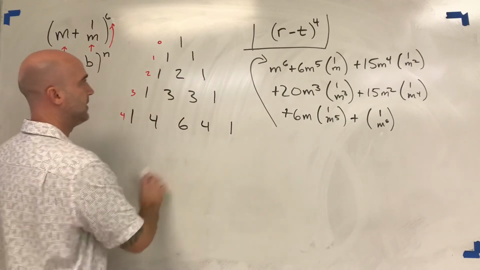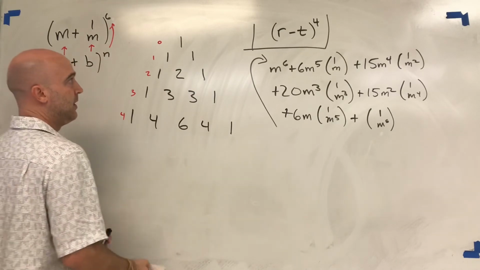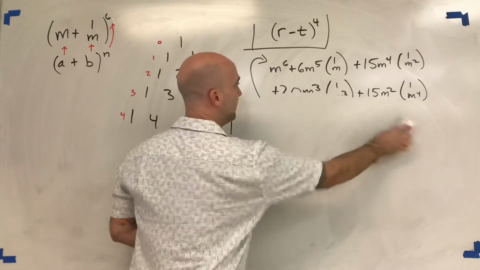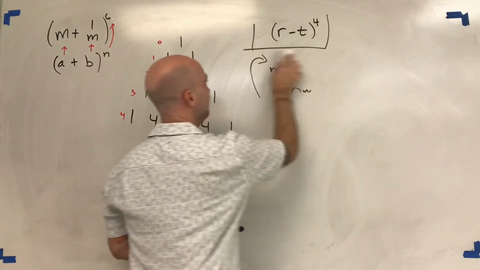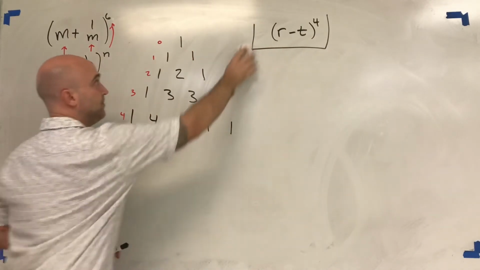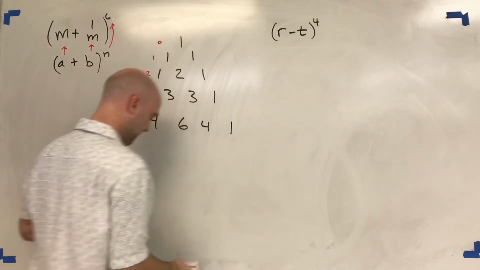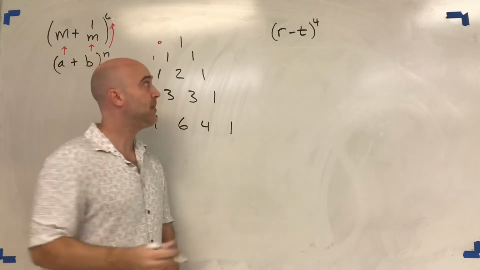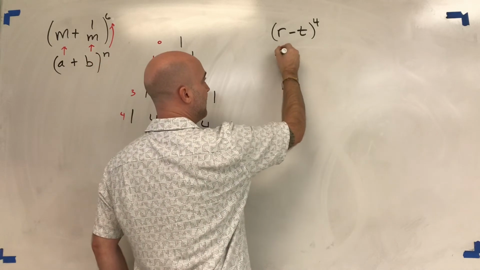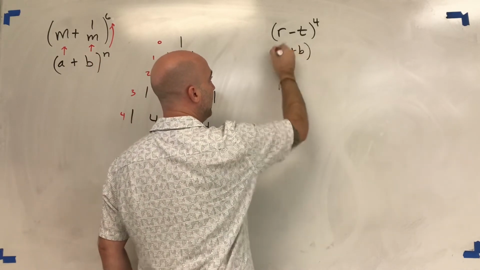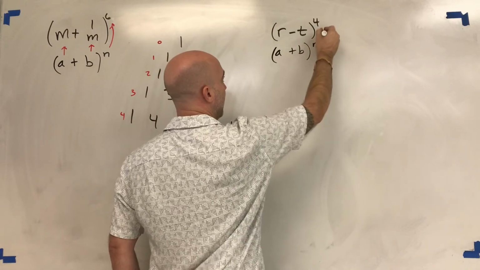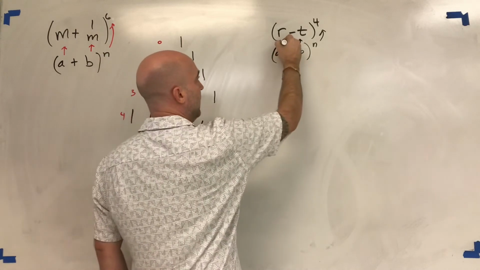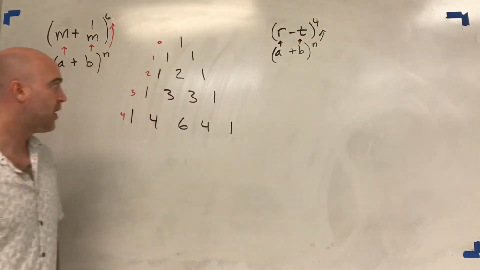All right. And so now we're focused on this. I'll go ahead, since I already wrote the answer down. Okay. We'll do it the same way. I'll write underneath it the general form. That way things match a little bit easier. This is our a plus b, and there's our n. Our n is 4, our b is negative t, and our a in this case is r.